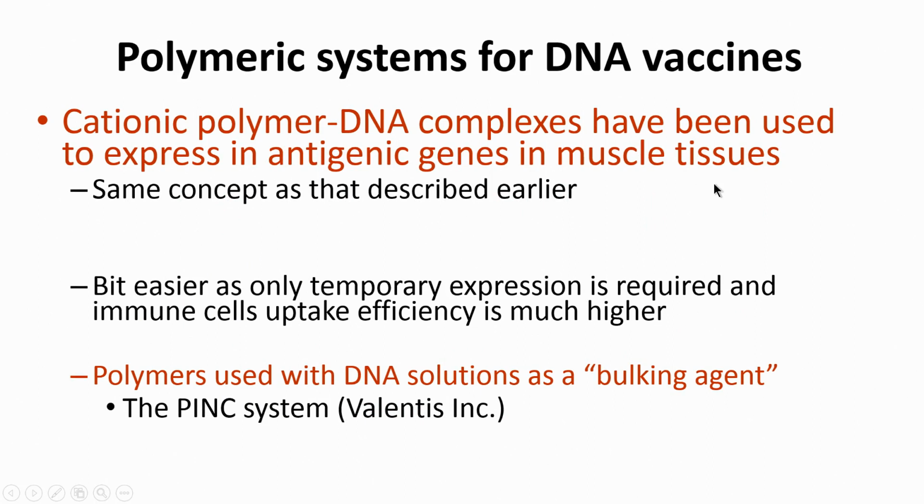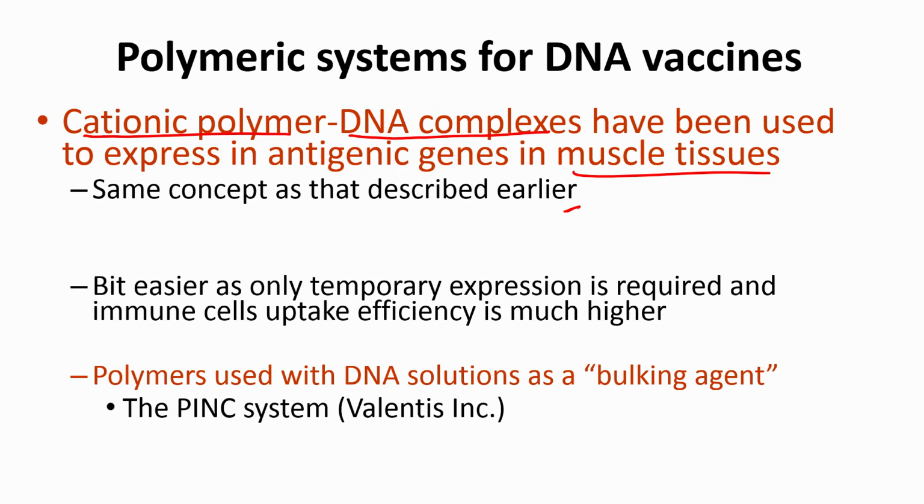So, what about polymeric systems that we can use for such DNA vaccines? Again, very similar to what we already discussed in the last class. These are going to be cationic polymers. You are going to make DNA complexes with this cationic polymer, and then you can use this to express genes in any target tissue, muscle tissues, a very similar concept to what was described in the previous class.